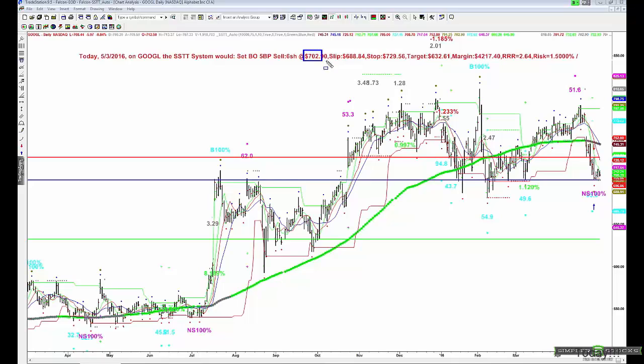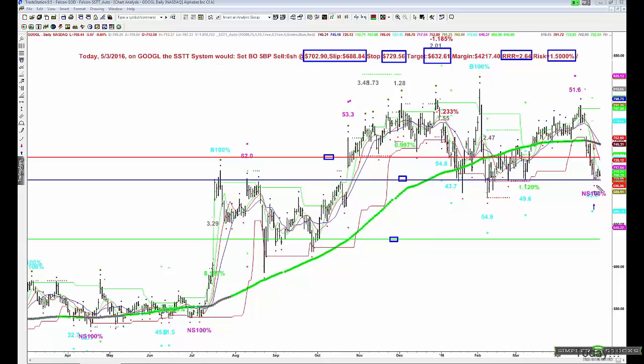Entry is 702.90 with a max slippage of 688.84. We have a stop of 729.56. Target of 632.61. Risk reward ratio of 2.64. And we can risk 1.5% on this trade. So once again, blue line's your entry, red line's your stop, green line's your target.